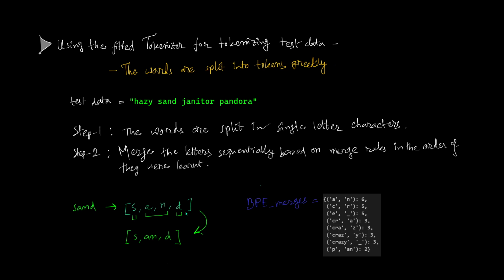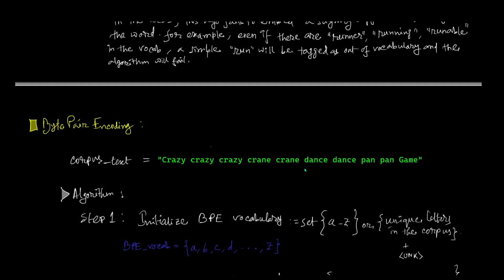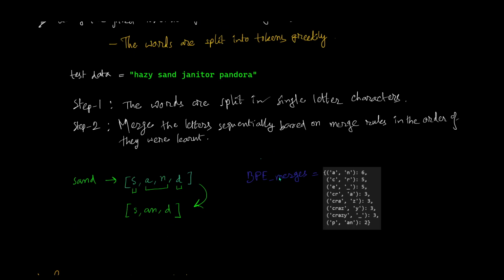So S, A, N, D. Now we will scan through the letter list and see which portions of the word can be merged together according to our rules. This is the BPE merges dictionary that will be generated from this corpus. I have just copied it from our code that we will be seeing in the next video, the implementation. Here you can see AN is learned first, so we need to combine AN first whenever we see AN. Even if there is some CR present, we will not combine CR first.